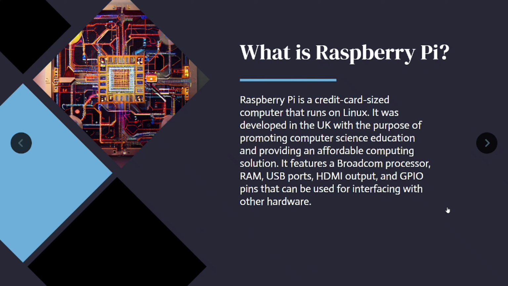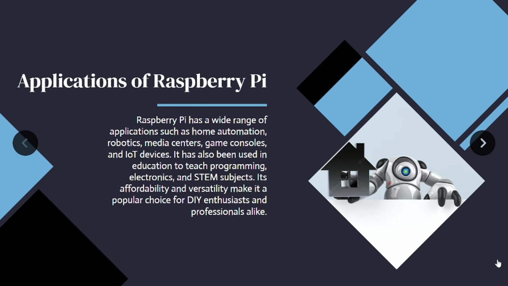It was developed in the United Kingdom with the purpose of promoting computer science education and providing an affordable computing solution. It features a Broadcom processor, random access memory, USB ports, HDMI outputs, and GPIO pins that can be used for interfacing with other hardware. So now we'll see applications of Raspberry Pi.